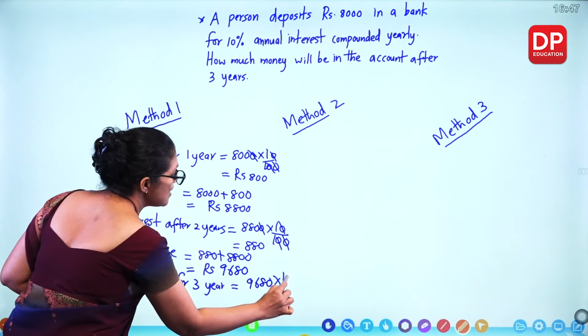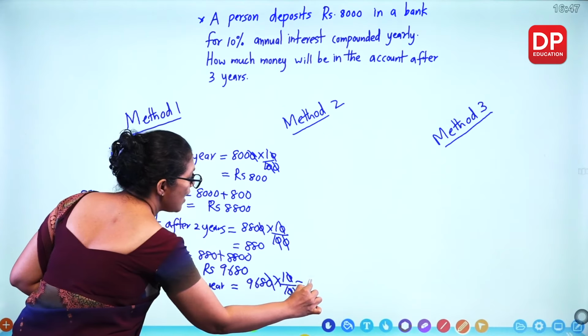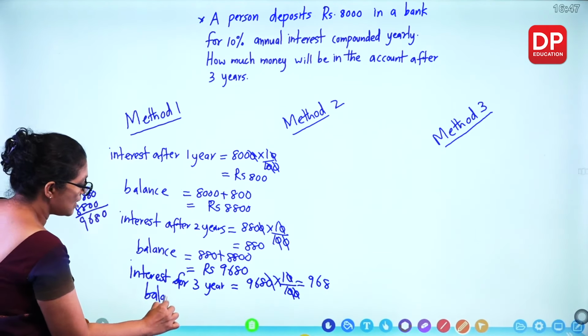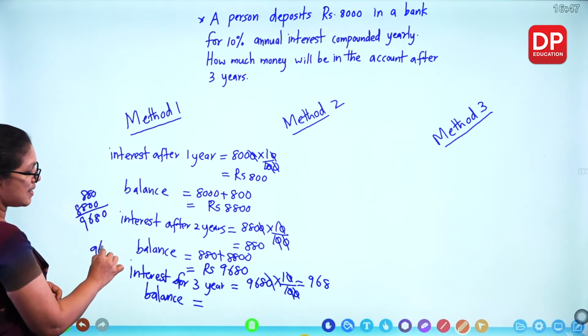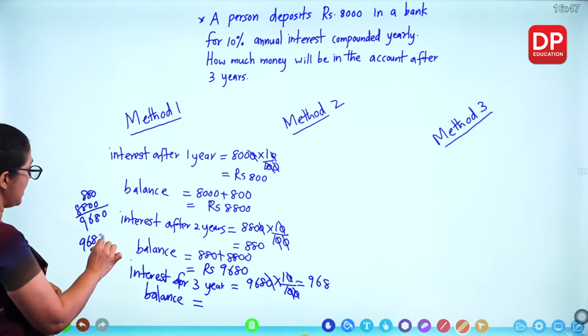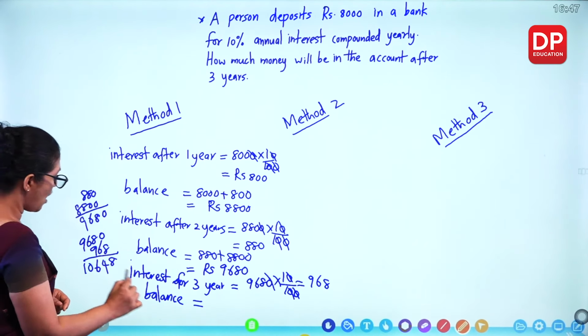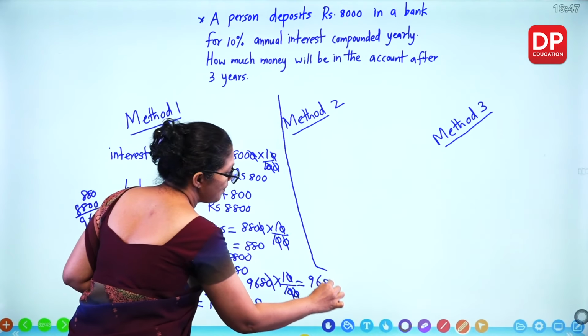9,680, again 10%, that gives 968. So what's the balance now after 3 years? 968 plus 9,680, so you get 10,648 rupees. Now we'll do the second method.